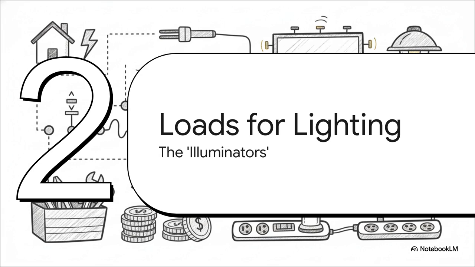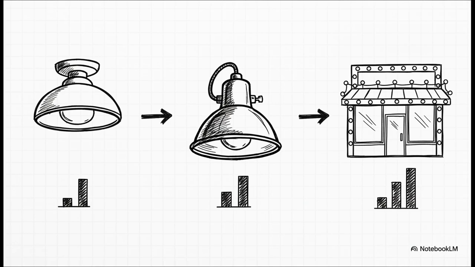Let's move on to the next category in our toolbox, the illuminators. And just like it sounds, this section is all about how we calculate the load for everything related to lighting. So for lighting, the rules are, again, pretty straightforward. For a standard light fixture, a luminaire, you just use the maximum VA rating of the fixture and the lamps it's designed for. Easy enough.